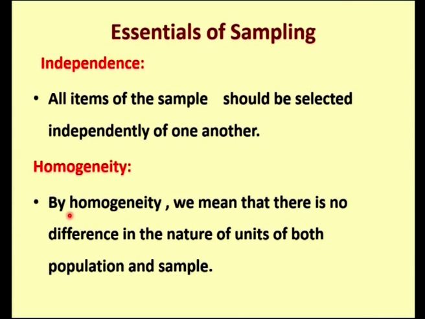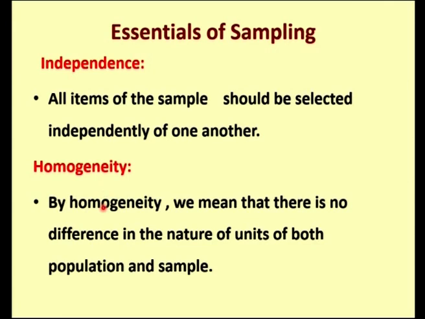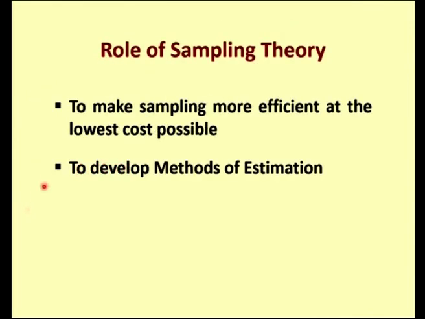Next essential is independence. All items of the sample should be selected independent of one another. That is, if you are going to draw 100 units from the population, then taking the 5th and 10th unit is independent of taking other units from the population. Homogeneity. By homogeneity we mean that there is no difference in the nature of the units of both population and sample. Now, the role of sampling theory is to make sampling more efficient at the lowest cost possible, and it also helps to develop methods of estimation.